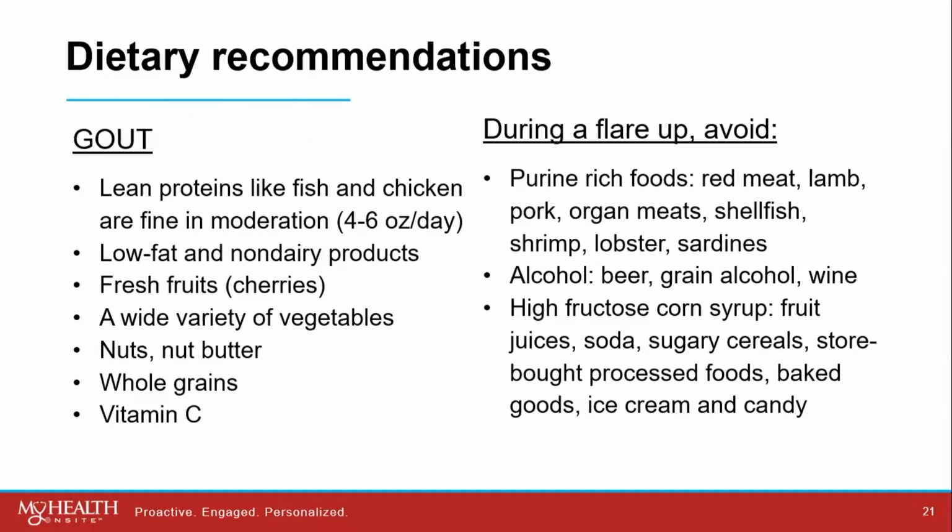High fructose corn syrup. The fructose can be problematic, but specifically the high fructose corn syrup. So fruit juices, sodas, sugary cereals, store-bought processed foods, baked goods, ice cream, and candy. These are things that most likely have the high fructose corn syrup and can really worsen a flare-up. So if you're trying to get through a flare-up and help it calm down more quickly, you'll definitely want to avoid all these foods as much as possible.